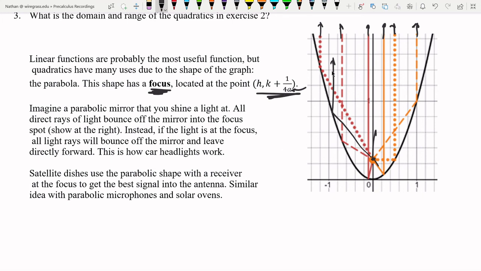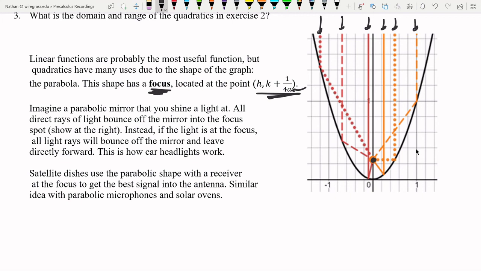Now, satellite dishes use this the other way. They receive very far away signals. Because they're so far away, it's pretty much like they're coming in directly into it in this kind of parallel fashion. And so for the satellite, if you have the signal coming from some satellite and it comes in and all the signals bounce to one spot, the focus, or where they put the receiver, then you get the best signal for that dish.